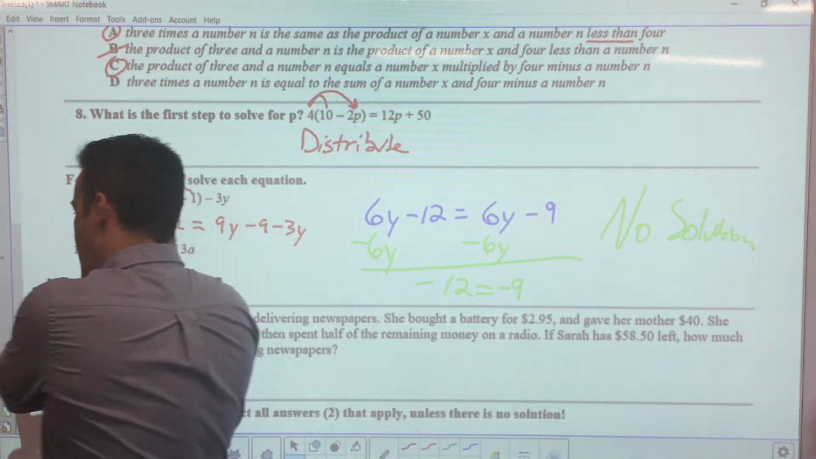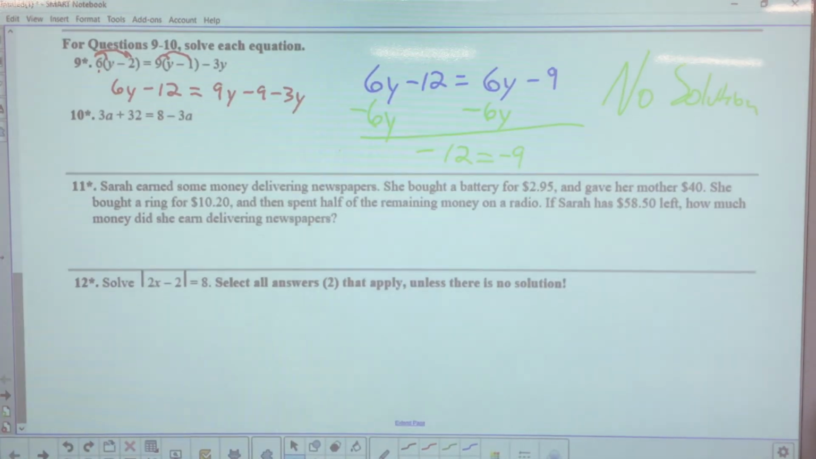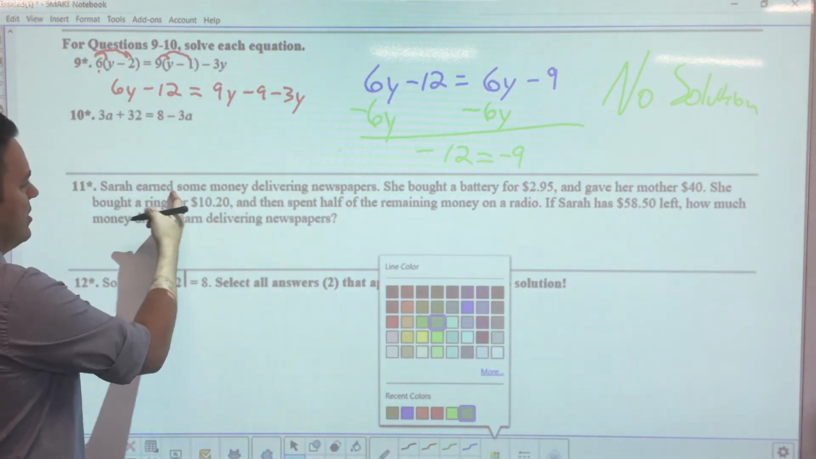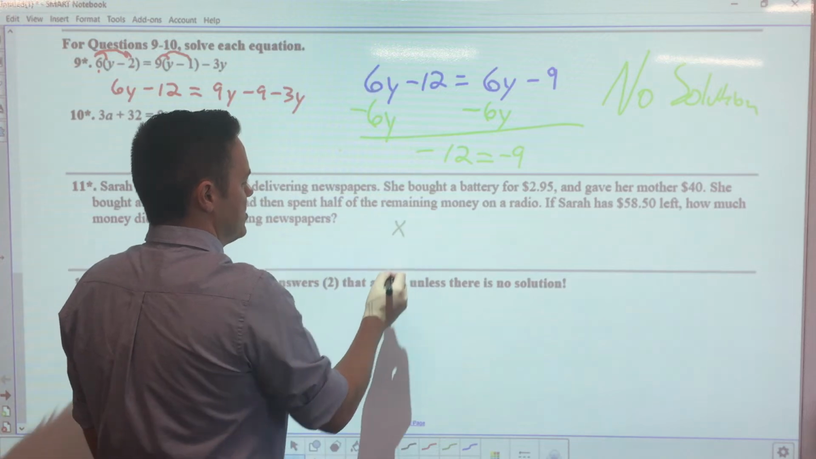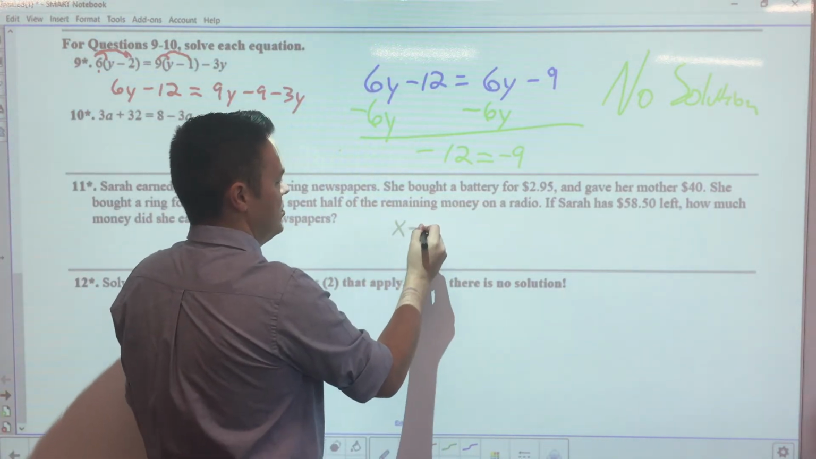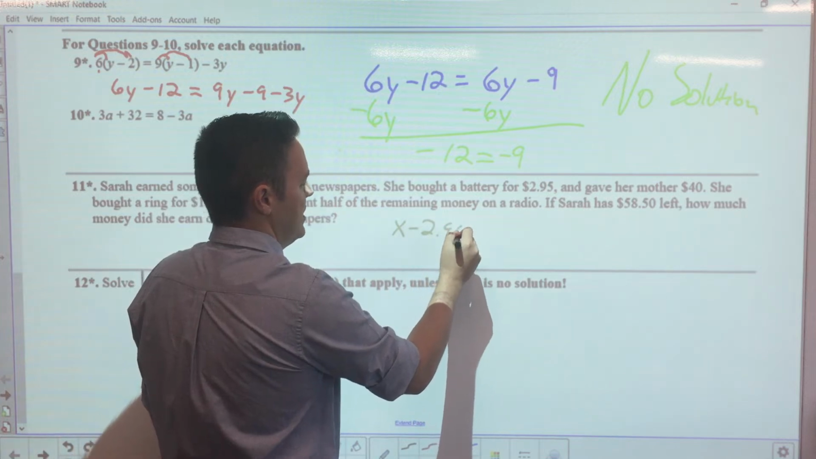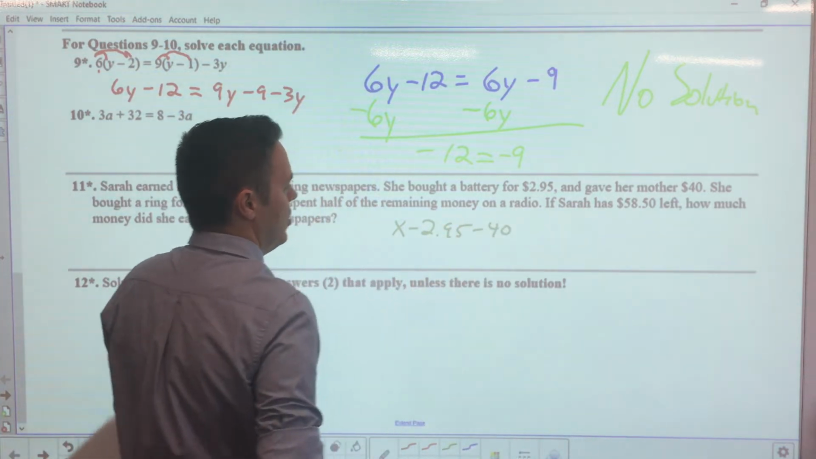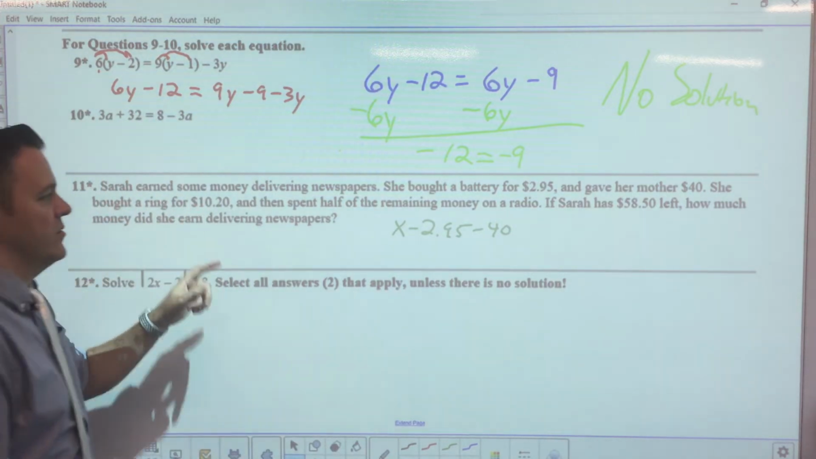Okay? Number 11. Make sure you guys are good to go with these word problems. So let me give you a different pen so I know I can see it at least. All right, Sarah earned some money delivering newspapers. So sweet. Now, she had this money and she bought a battery for $2.95, right? So she's spending her money. Oh, and then she gave her mother 40 bucks. So she got rid of some more. And then she bought a ring for $10.20.